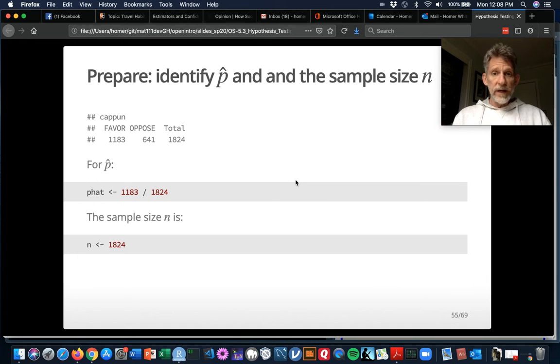Okay, well, let's now identify our data, or identify the summary statistics from our data. What's the sample proportion? What was the sample size? Well, looking back at the tally that was provided, we can get the sample proportion. P hat is the 1,183 people who said, yes, I favor capital punishment. 1824 is our sample size, and so we record that sample proportion in a variable in R. How about P hat? And let's also go ahead and record what the sample size is. N is 1824.